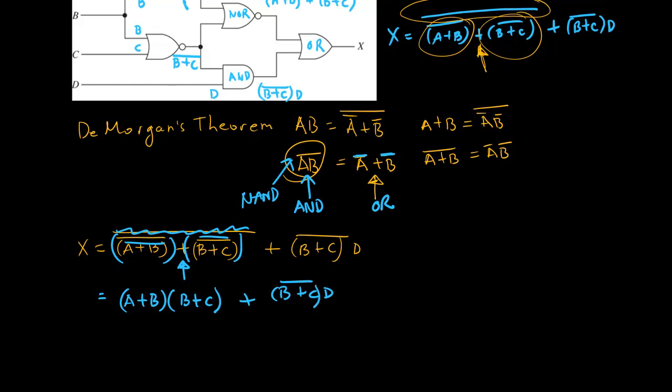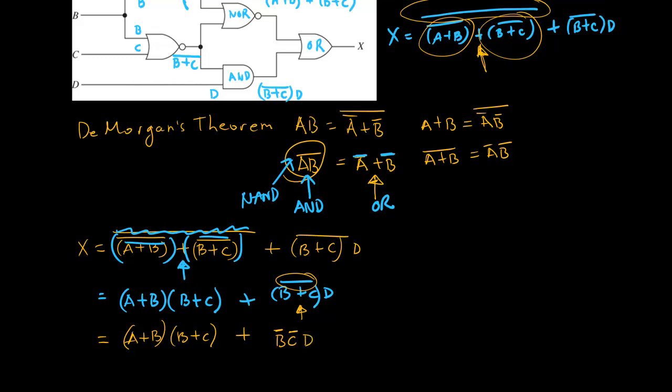Then I can also work on this sign here to get rid of this bar on top. That's going to become, keeping my A or B, B or C, keeping this OR. This is going to become B bar ANDed with C bar and still ANDed with D.